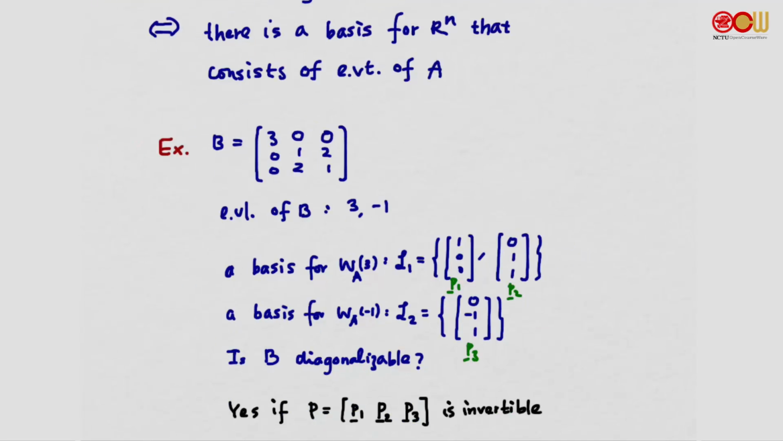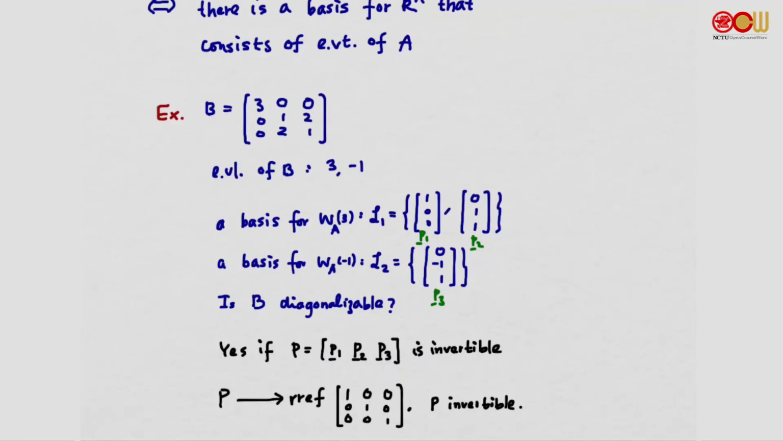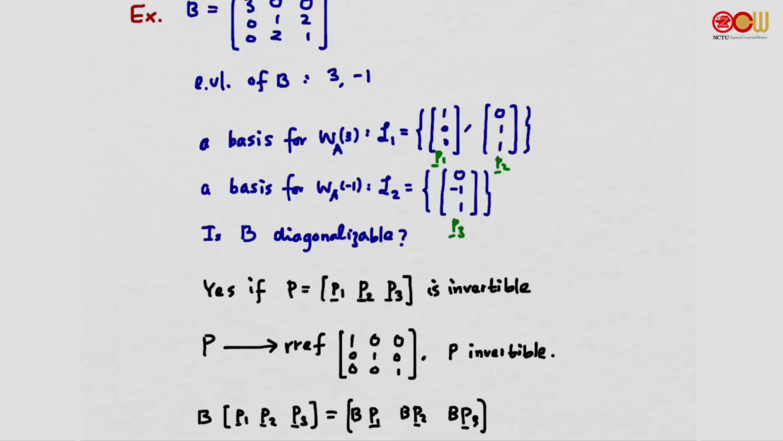And B will be diagonalizable. The answer is yes, B is diagonalizable if this P matrix is invertible. And we already have P1, P2, and P3, so we can easily check whether P is invertible or not. So we apply Gaussian elimination on P, and we find its reduced row echelon form, which is equal to the identity matrix, so we know P is invertible. So indeed, B is diagonalizable.